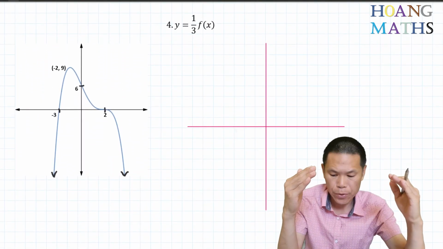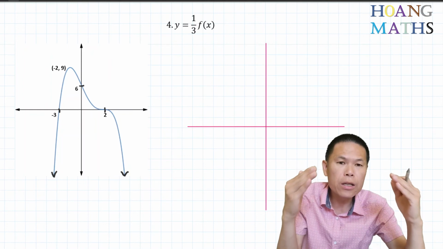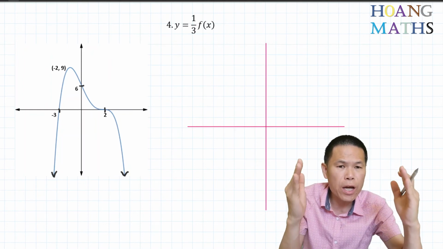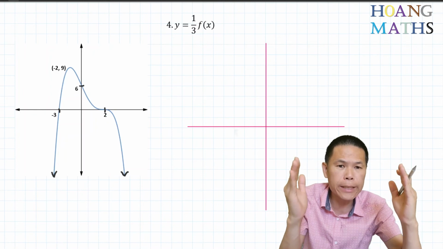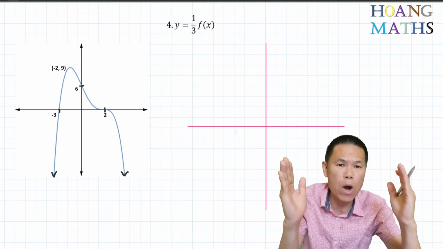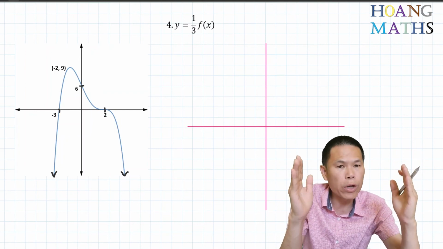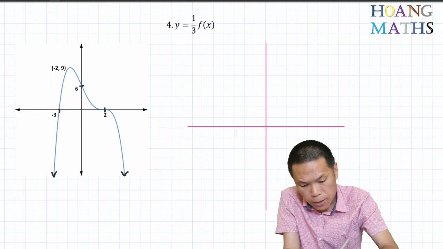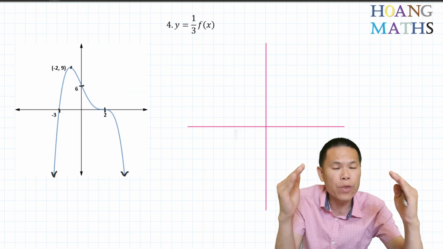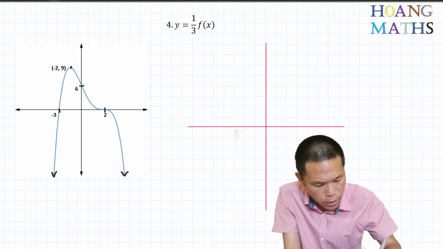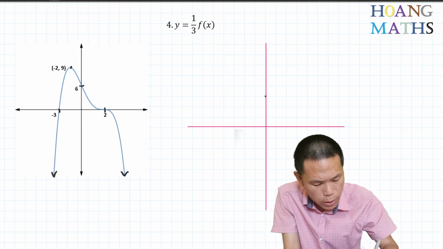Now last one. So a third of f of x. What it does is just take 1/3 of the y value. Okay, the x value is the same, but the y value is a third of all the y values. So the turning point at negative 2, 9: 1/3 of 9 is equal to 3. So let's make it 3. So that is negative 2, 3 here.